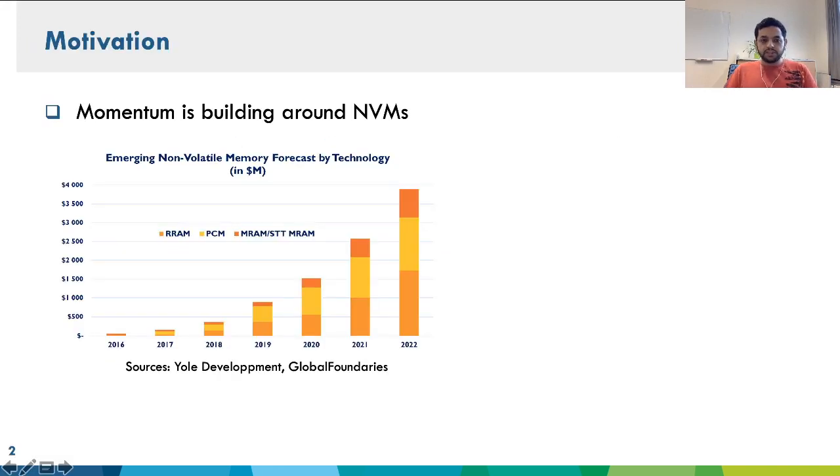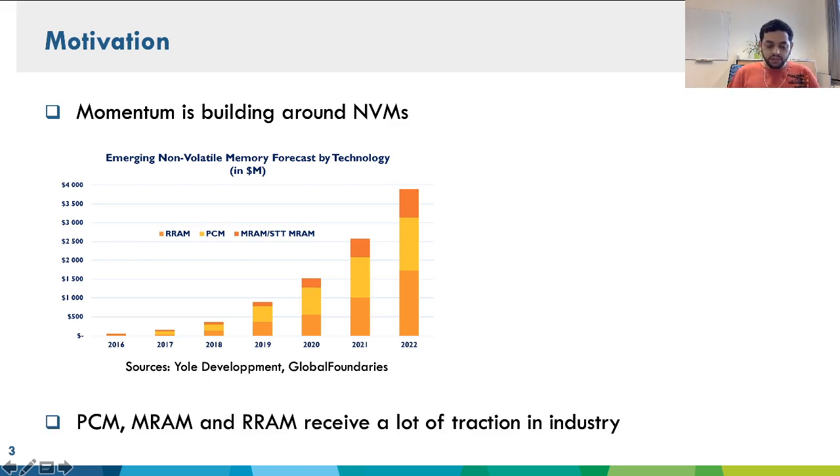Before talking about the data placement, I'll first try to motivate non-volatile memories in general and racetrack memories in particular. In here, I'm showing a figure which gives the industrial numbers for the past few years and a forecast for the next few years, which shows how the market size of non-volatile memories has grown exponentially in the last few years and how it is projected for the next few years.